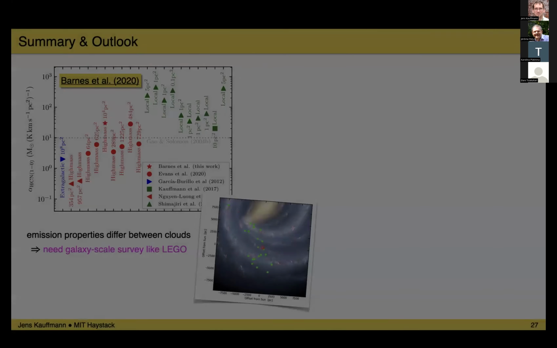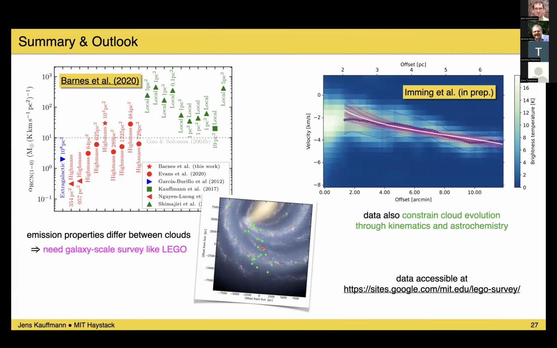So, summary and outlook. Again, take two things away. You need to understand a large ensemble of molecular clouds if you want to understand molecular line emission from galaxies. One single cloud is not going to cut it. And then, obviously, you can study other physics in the Milky Way of actual star formation. Look at our data, look at our survey, and give us feedback. Thank you.